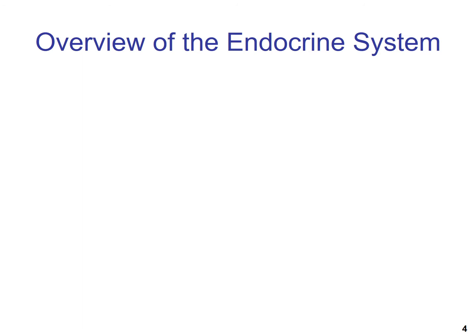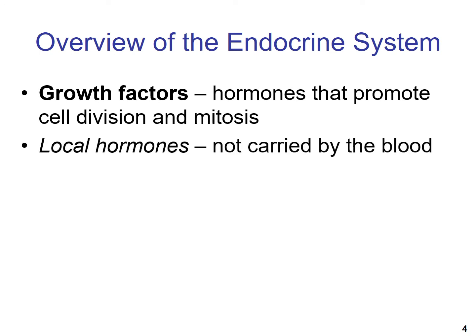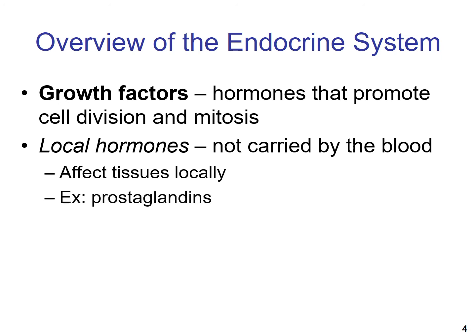So we're going to start to take a look at some different types of hormones. Among one of the main ones is growth factors, and these are hormones that will promote cell division and mitosis. Another type of hormone is something that is technically called a paracrine, but I'm not going to ask you to remember that. This is a local hormone. It doesn't make its way into the bloodstream like hormones from the endocrine system do, but it does affect cells locally and tissues locally. A good example of this is a type of chemical called a prostaglandin, and we will see this in a little bit more detail later on.